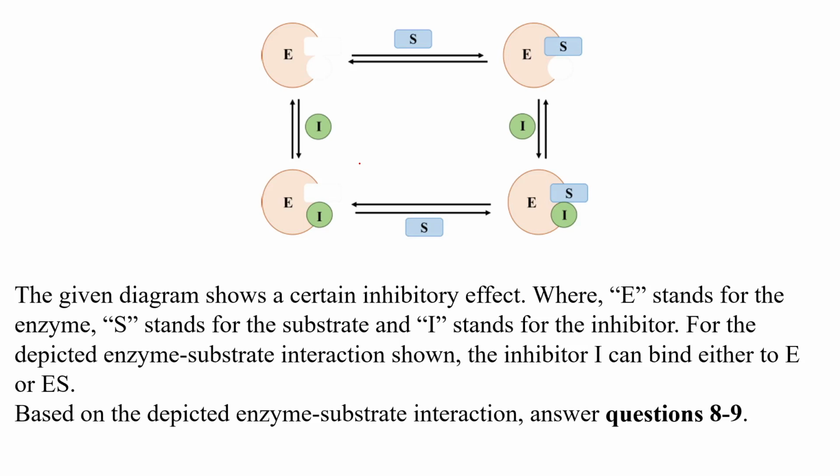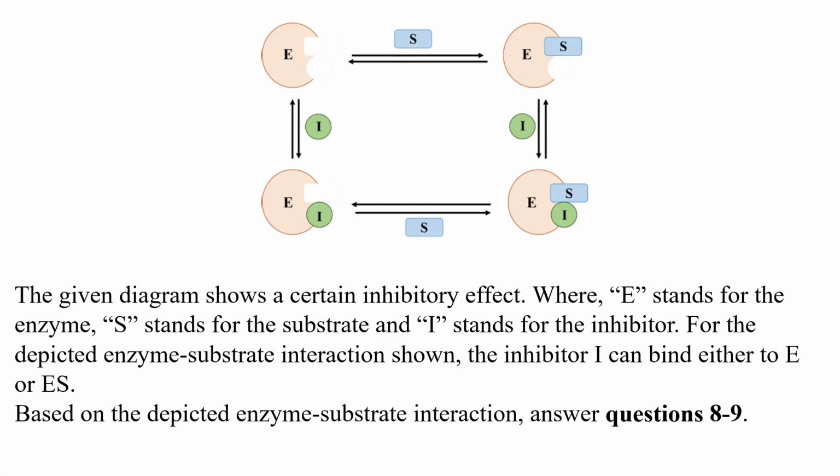So question 8 and 9. The given diagram shows a certain inhibitory effect where E stands for the enzyme, S stands for the substrate, and I stands for the inhibitor. For the depicted enzyme substrate interaction shown, the inhibitor I can bind either to the enzyme or the enzyme substrate complex. So, E is the enzyme, S is the substrate, I is the inhibitor.